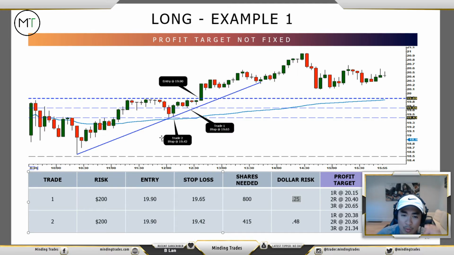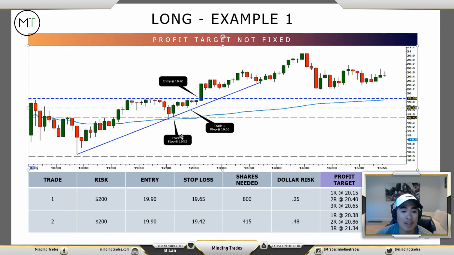But is that really worth it? Look at the profit target. Your target is maybe 20.15 for 1R, for 2R is 20.44, and 3R is 20.65. So you see this? It's such a tight stop that in order to get that reward, the tighter the stop, the reward is greater because it doesn't have to move as far.